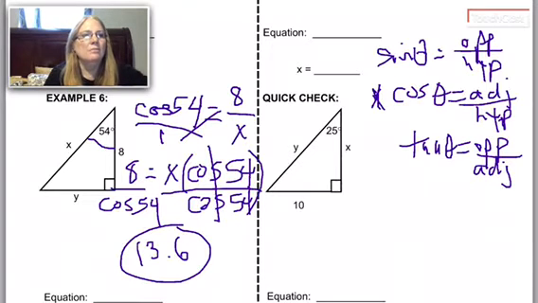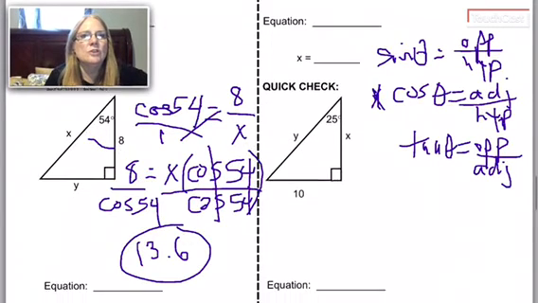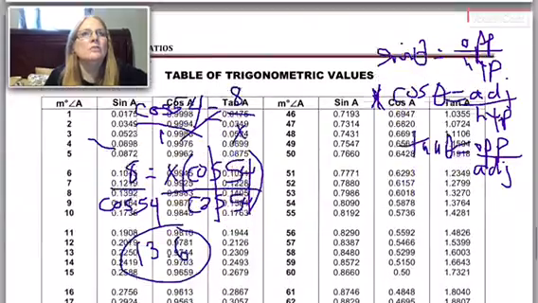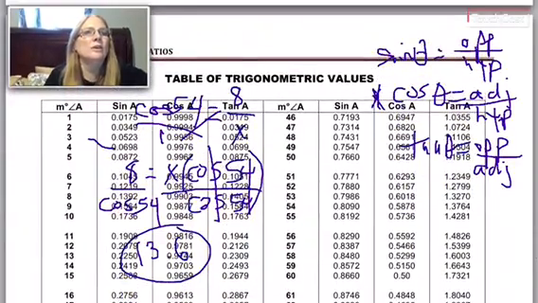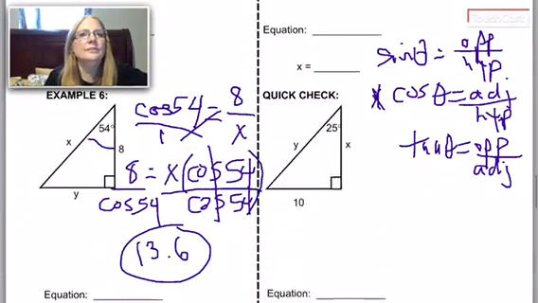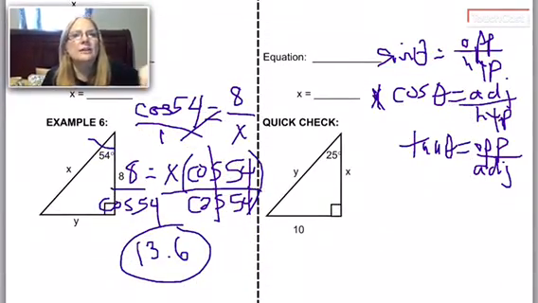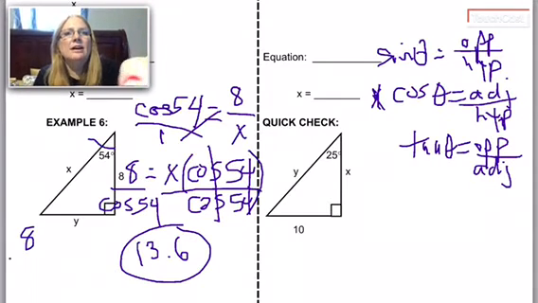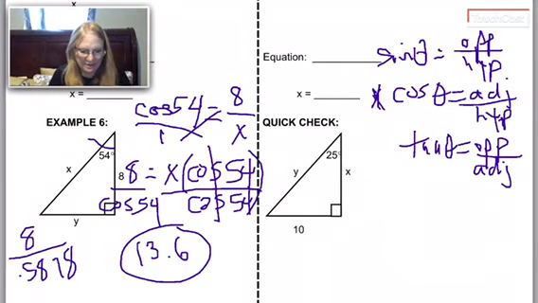If you don't have a calculator, you just go down to the table here. The cosine of 54 is 0.5878. So we would go back here, and 8 divided by 0.5878, if I put that in my calculator, I get 13.61 as well. Okay, so you can use the calculator if you have it. If not, just use the table.